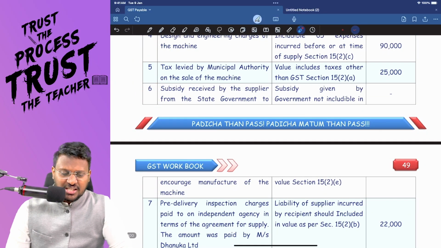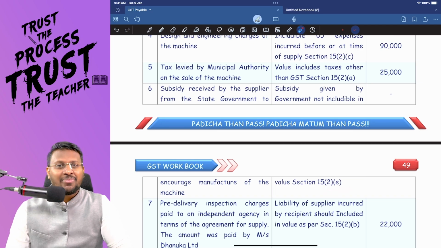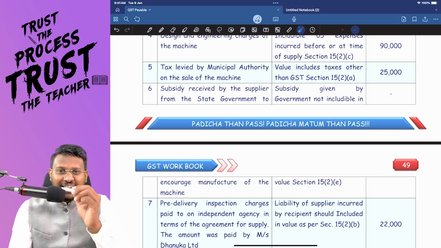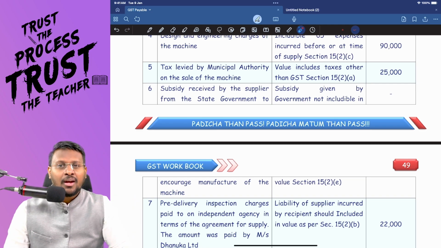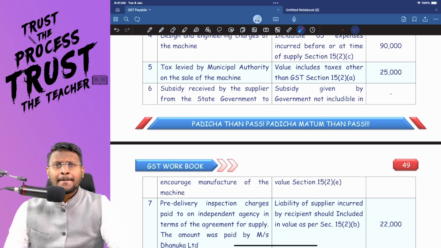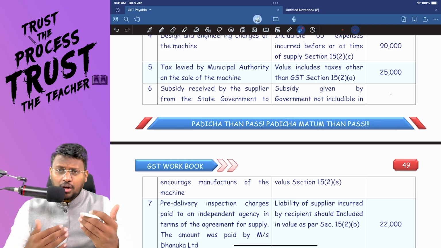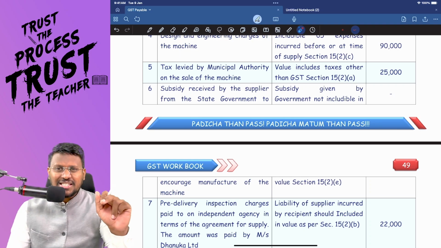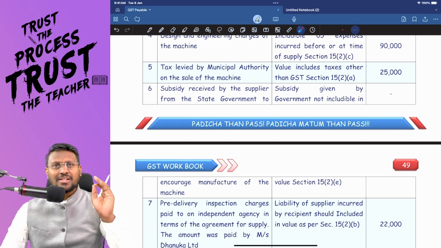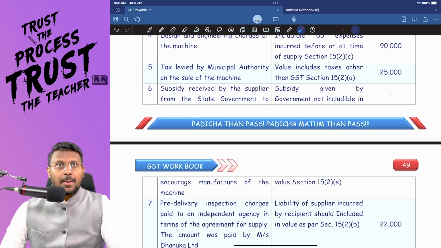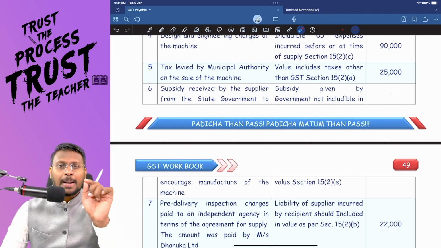Subsidy received by the supplier from the government. State government. You know, this subsidy is received from the government. So since the subsidy is received from the government, this will not form part of the value of supply. So clause A, all taxes other than GST. We have not till now counted clause B. Clause C, we have to see whether any expense incurred by the supplier is an incidental expense or not. Right, sir? Clause E, subsidy.